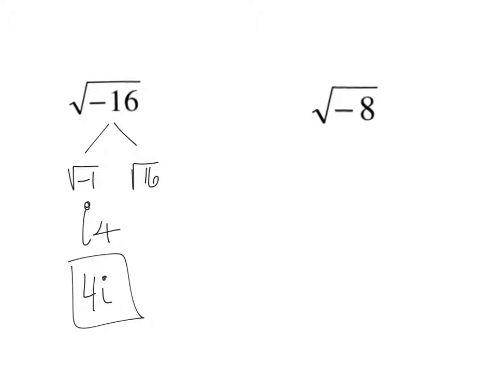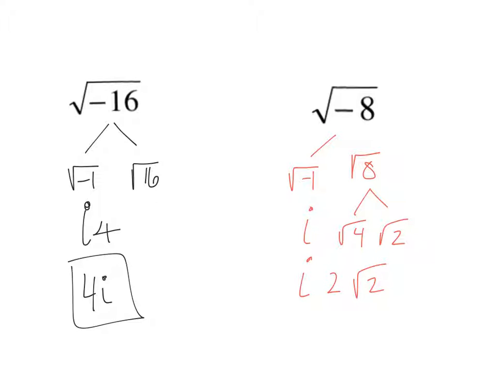The next one I'm going to break up the same way. I have the square root of -1 and the square root of 8. Square root of -1 becomes i, but the square root of 8 I can break up into 4 and 2. I can reduce the square root of 4 into 2, and the square root of 2 would stay, so my final answer would be 2i square root of 2.